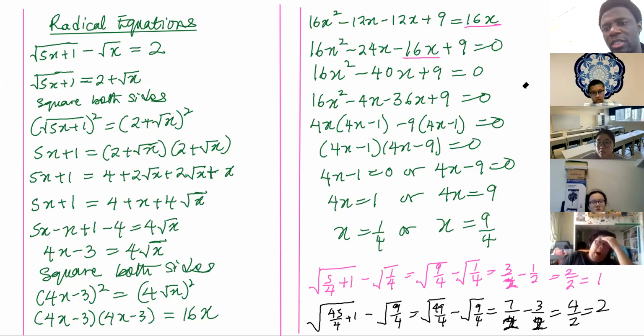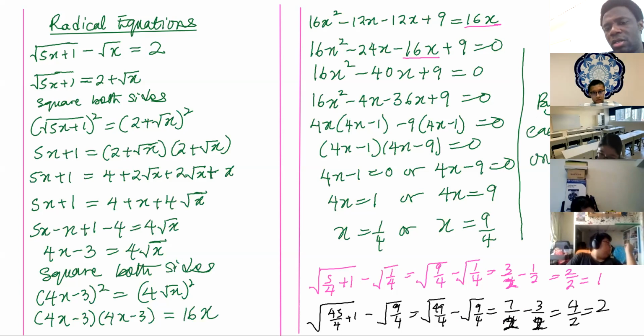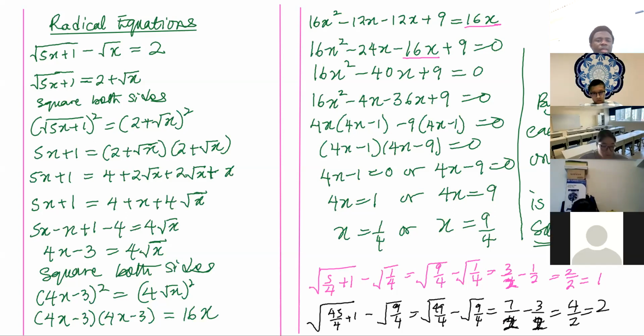So I can say by testing, only x is equal to 9 over 4 is a valid solution. So we can stop here. Okay, so check for the validity, and only that is a valid solution.